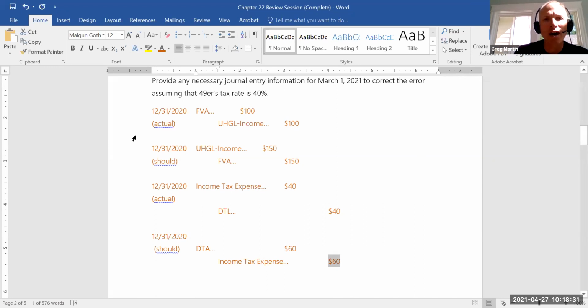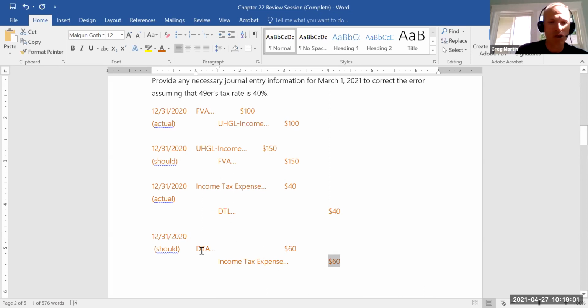All right. So now we have to take all this information and say, okay, given these mistakes, or given the difference between what we actually did and what we should have done, what sort of journal entry should we have to reconcile everything that's going on? First of all, you can see there are several accounts. The fair value adjustment account is off. This unrealized holding gain or loss income number was wrong. Got to think about that number, but it was wrong. The income tax expense was wrong.